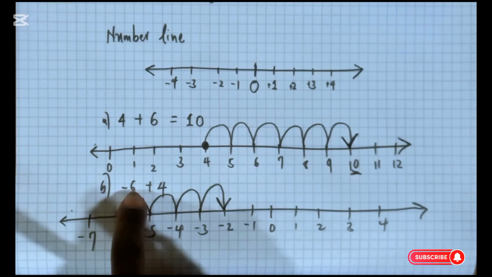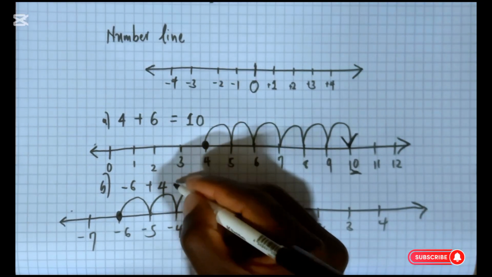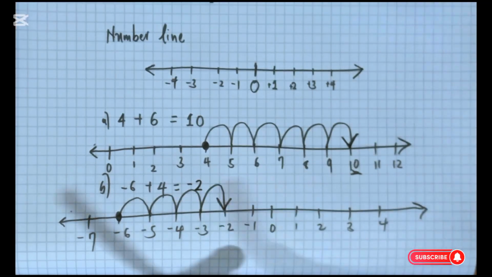All right, so negative 6 plus 4 simply means that we get negative 2. All right, and so that is how we add in the number line.